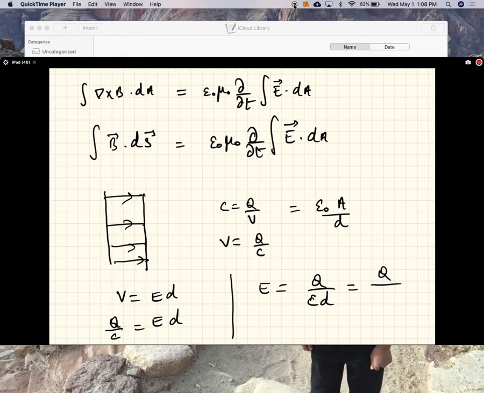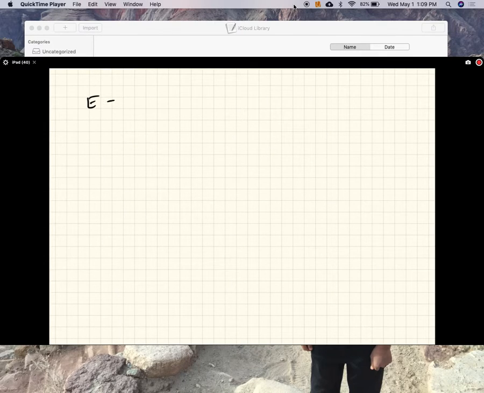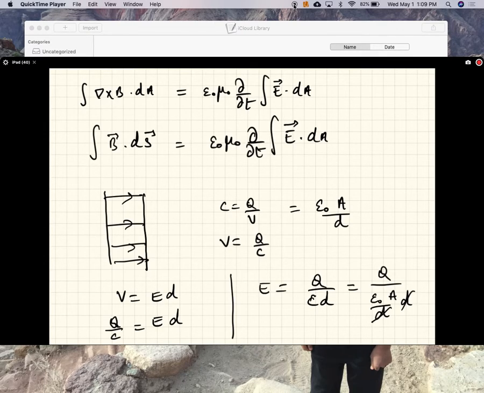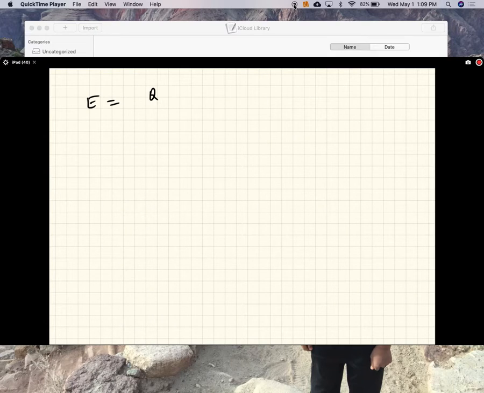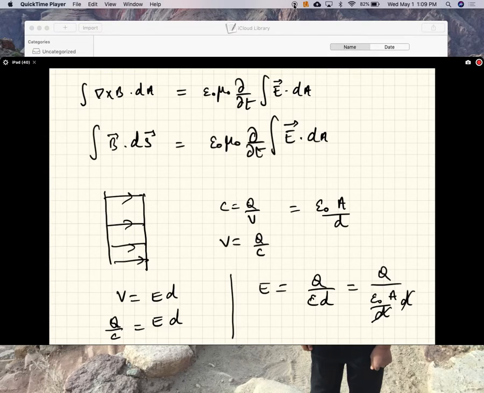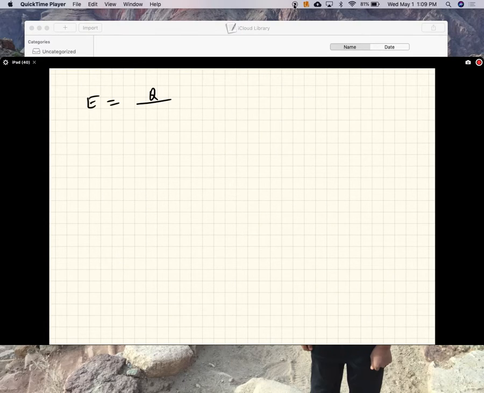Q over epsilon naught A over D times D. Okay, so that cancels, and that's the area of the plate. All right. Let me add another page below here. Okay, so what we have expressed is the electric field in terms of the charge on the capacitor plates: Q divided by epsilon naught A.